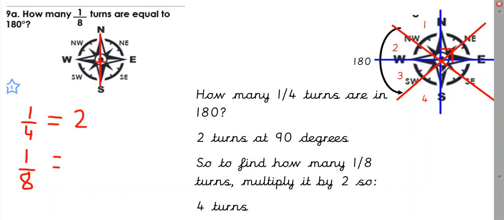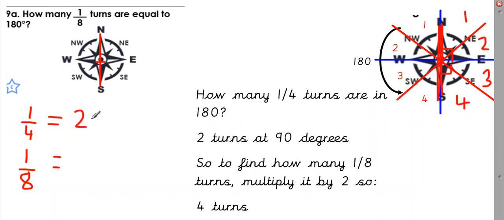So a quarter turn is a right angle, so we've got 2 of them. Okay, so we want to know how many 8ths of a turn we've got. So these 2 red lines here have split my quarters into 8ths. I want to know how many 8ths I have got in this straight line, so I'm going to count them. 1, 2, 3, 4. Okay, I've got 4 turns that are an 1/8 of a turn in 180 degrees.